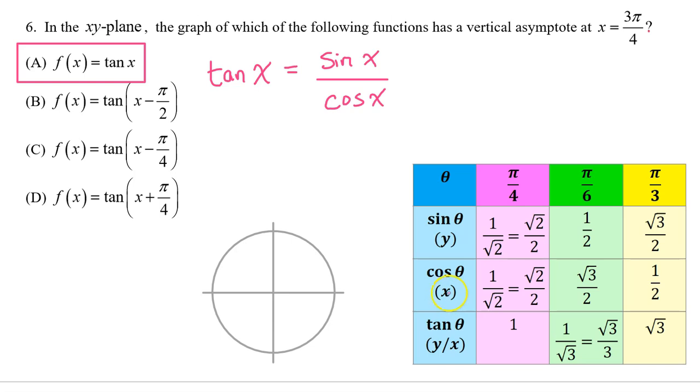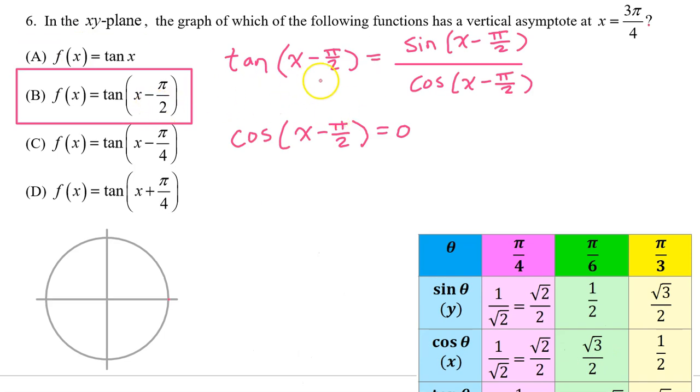Cosine is the x value, or rather the horizontal displacement, on the unit circle. So the question is, where is the horizontal displacement equal to 0? Right here, we are 1 to the right, so that's the horizontal displacement. The horizontal displacement is equal to 0 right here at pi over 2, and then it will be again 0 right here at 3 pi over 2. Notice that the x value was not 0 at 3 pi over 4, which would have been right here. So A is not the answer.